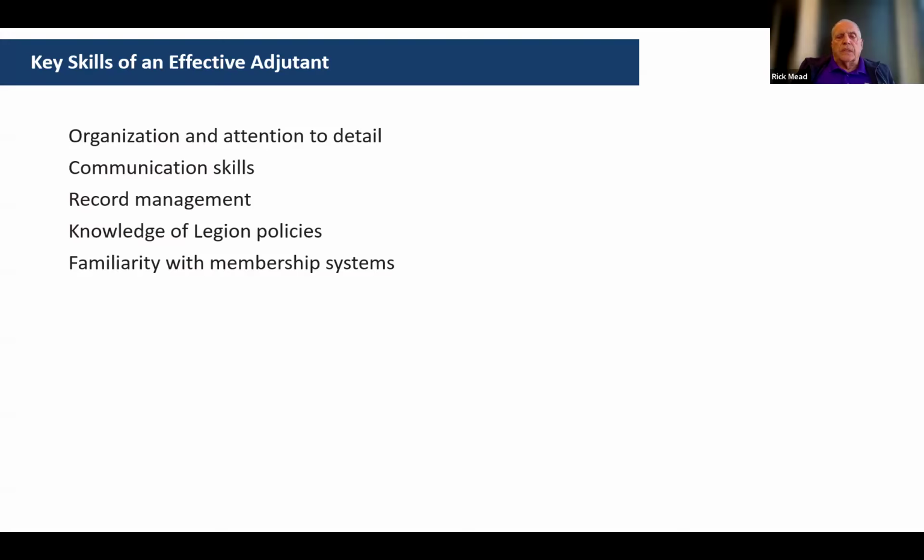Familiarity with the membership system. I know that a lot of posts have not fully embraced using mylegion.org, for example, to process membership. More and more are starting to do that, and that's a benefit to both the post and the department in being able to track those members and run the membership process much more quickly.